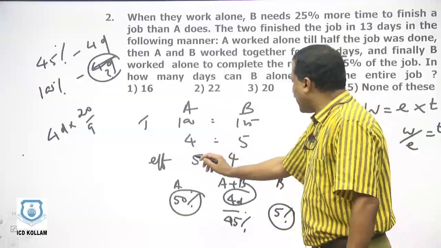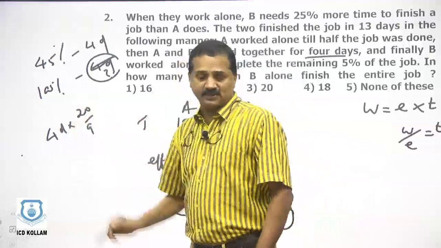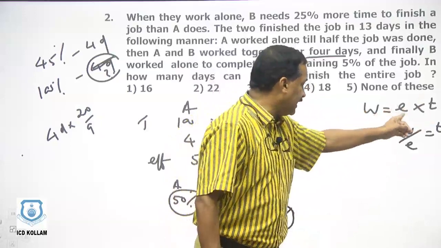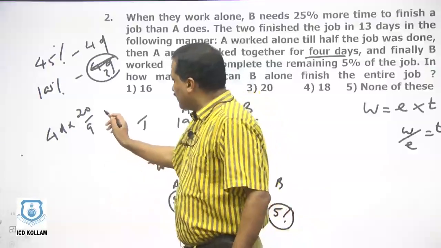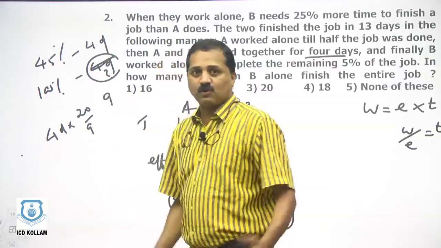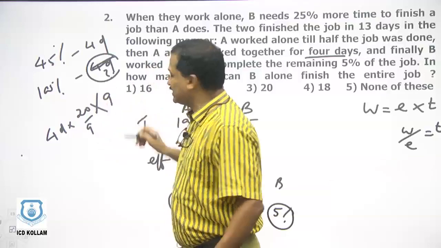Look, A and B are having 9 efficiency. 9 efficiency took this many days. What is work? Work is efficiency into time. So this much time was taken by 9 efficiency. So what is the work? Days into efficiency. This is the work.